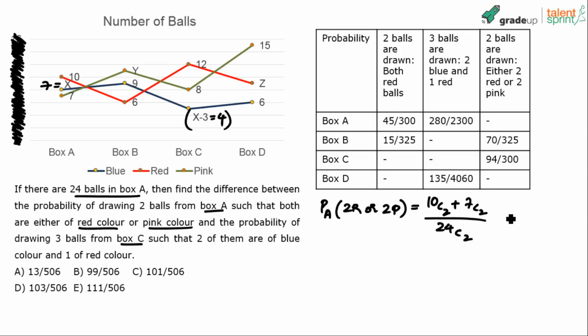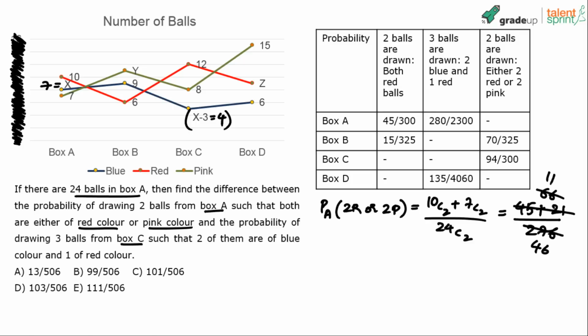Simplify this. 10C2 is 10 into 9, 90 by 2, 45. 7C2 is 7 into 6, 42 by 2, 21. And 24C2 is 24 into 23 by 2, which is 23 into 12. 23 into 12 will be 230 plus 46, 276. And 45 plus 21 is 66. So 66 by 276, or it can be further simplified as 11 by 46. 11 into 6 is 66. 46 into 6, 240 plus 36 is 276. So the probability that we are looking for box A is 11 by 46.